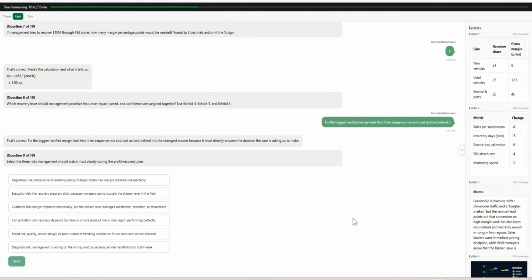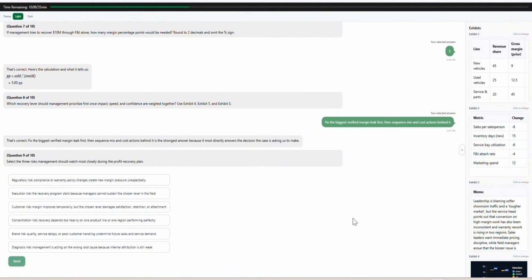because any regulatory or warranty policy changes create margin pressure. The business could lose margin. Any execution failure will stop the lever from sticking in the field and will definitely fall short of the board's 6-week requirement. And a weak diagnosis of the problem could mean management is solving the wrong problem, therefore spending money on the wrong thing, therefore failing to deliver on the board's mandate.